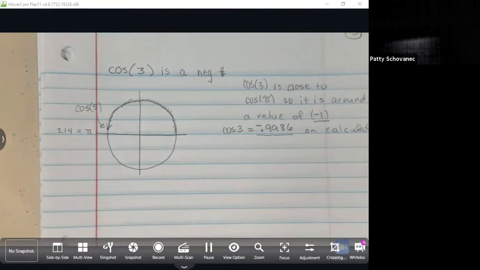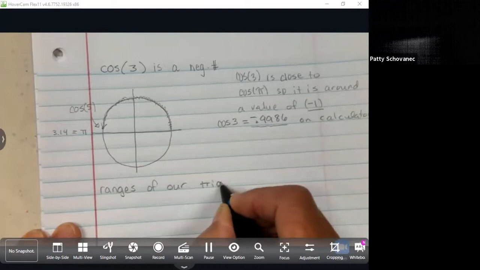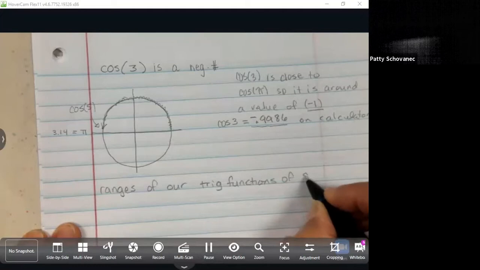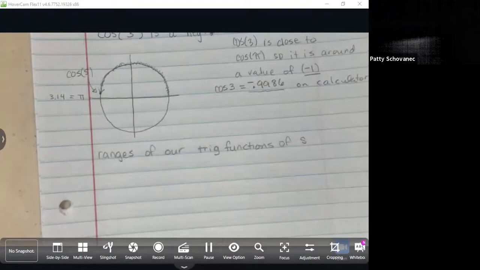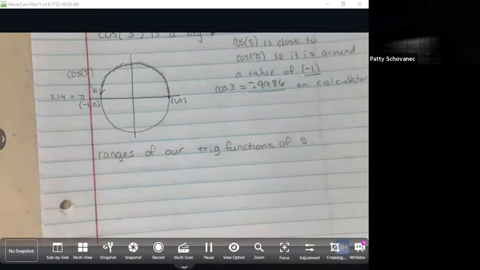So let's look at the ranges of our trig functions of arc length S. If you look on this unit circle, the biggest value of the x-coordinate is 1, and the smallest value is negative 1. So no matter what the arc length is, no matter how many times I wrap around the circle, the cosine can't ever be beyond the range of negative 1 and 1.